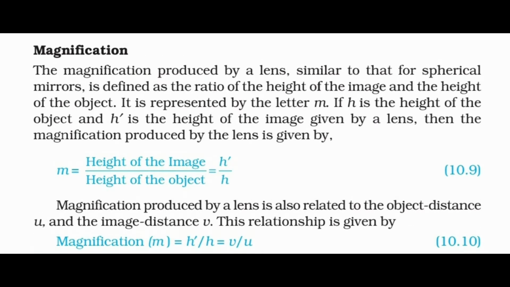Magnification is defined as the ratio of the height of the image and height of the object, and it is represented by m. Here m equals h dash upon h, where h dash is height of image and h is height of object, which is in turn equal to v upon u.